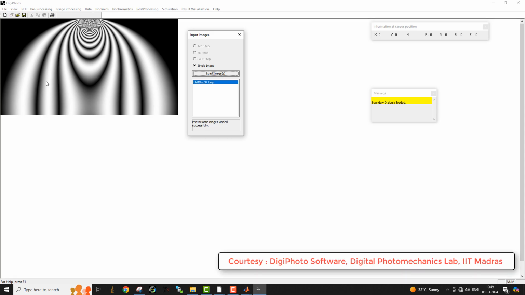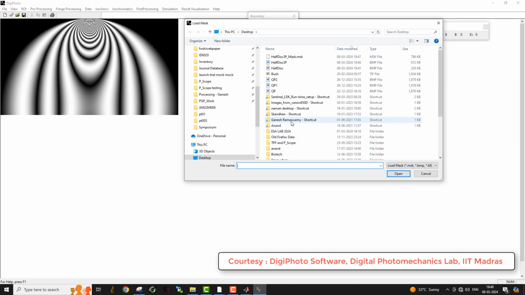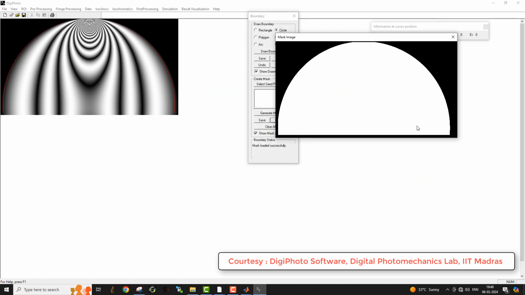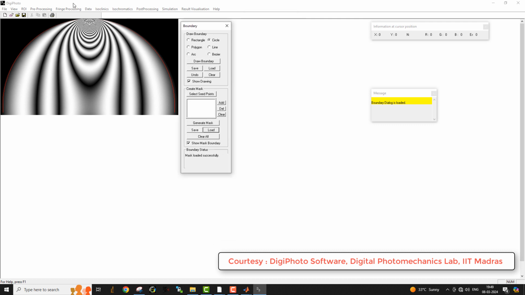This is the full disk, and I have just taken half portion of it. This is done using an in-house developed software called DigiPhoto, which is developed at the Digital Photomechanics Lab, IIT Madras, under the authorship of Professor Ramesh.